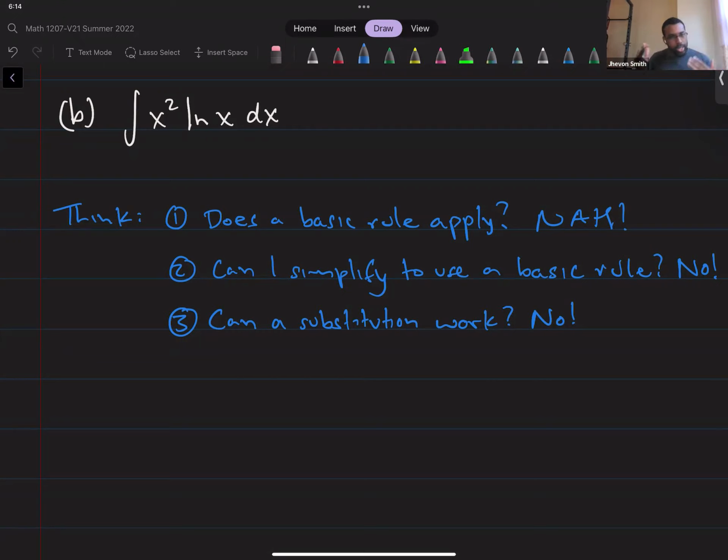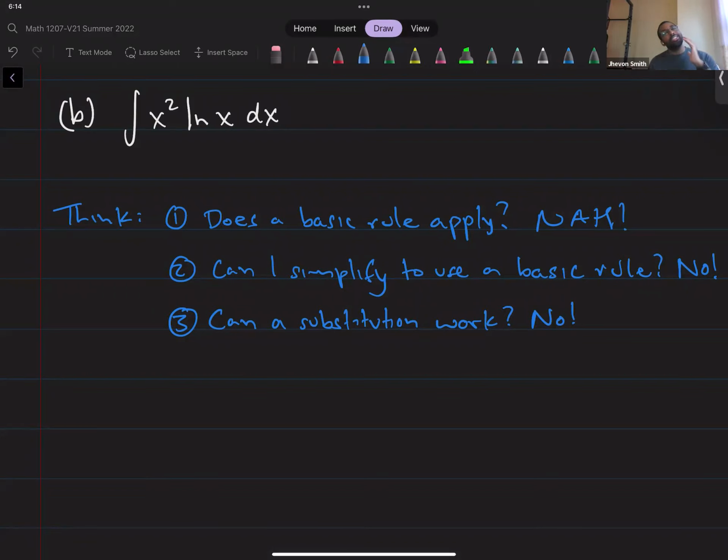You're going to quickly run through some things in your head and realize substitution isn't really doing anything for me right now, right? But it's important that you actually think through these things. So is this a basic rule? Can I simplify to look like a basic rule? Is a substitution going to work? You look at these things first, okay?